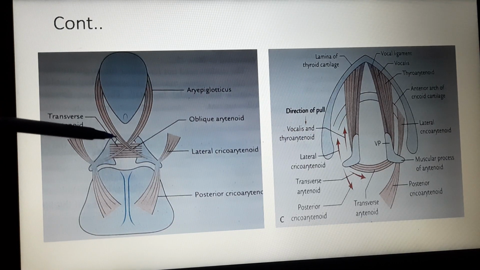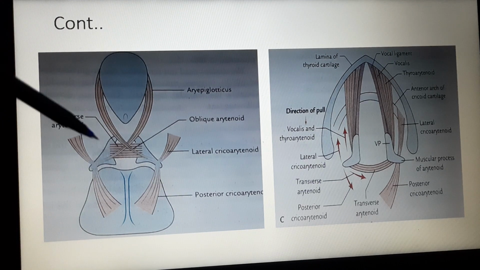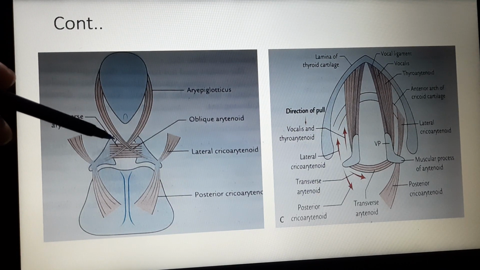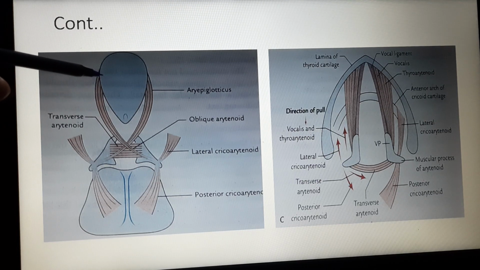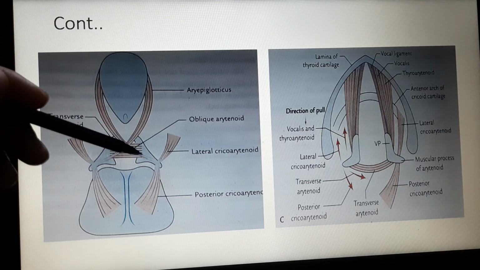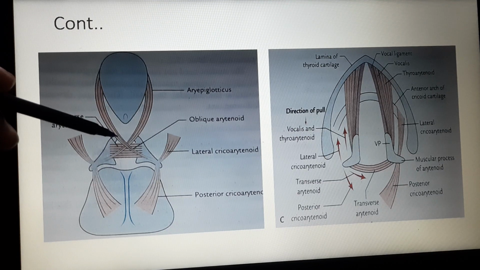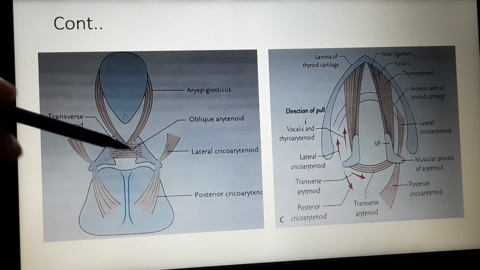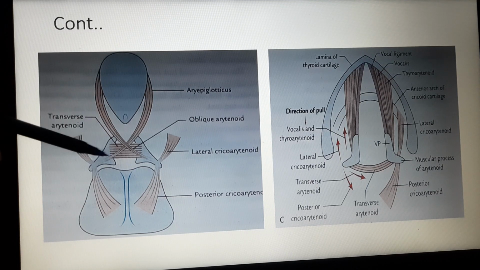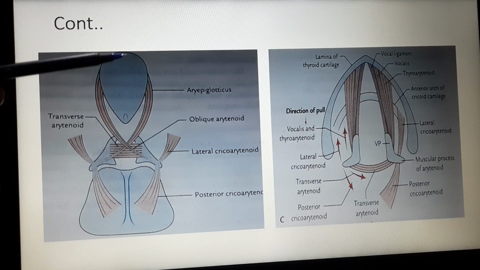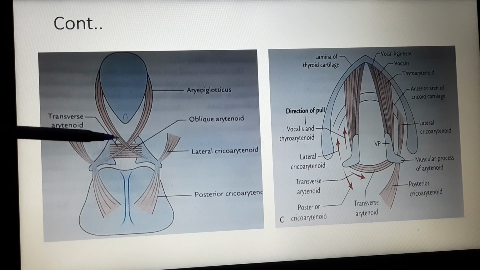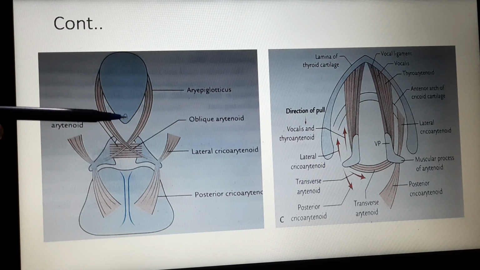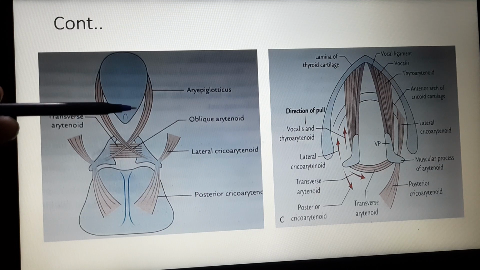This muscle goes in the aryepiglottic fold and is inserted into the lateral margin of epiglottis. From the apex of arytenoid cartilage to the lateral margin of epiglottis, this muscle is known as aryepiglotticus, which runs in the aryepiglottic fold. When oblique arytenoid and aryepiglotticus contract, then what happens? The epiglottis moves backwards and the apices of the two arytenoid cartilages come close to each other, and from this movement the larynx will be partially closed.